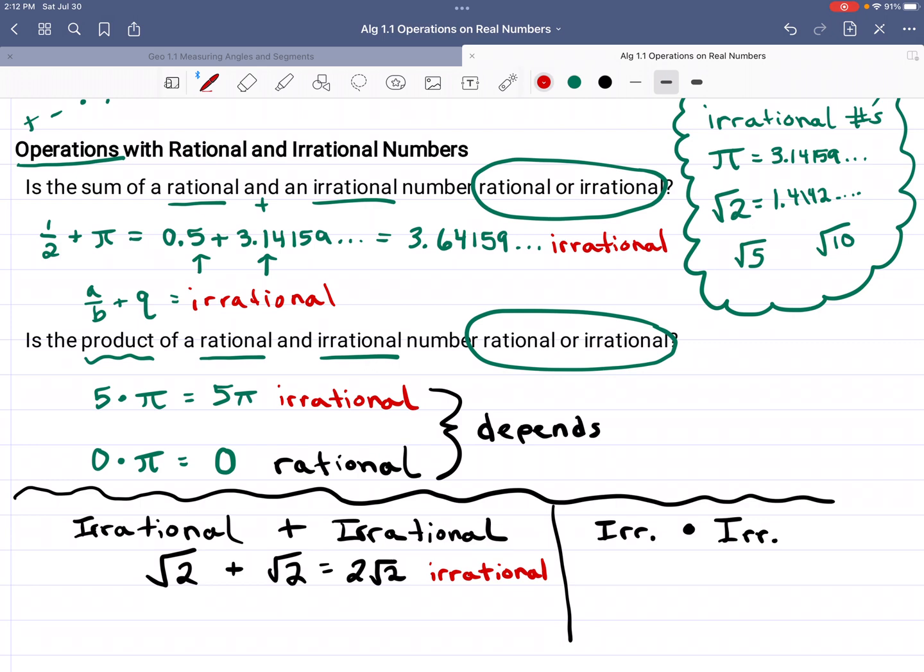But what if we had pi plus negative pi? What if you had 5 plus negative 5? Or 10 plus negative 10? They're opposites, and opposites cancel each other out. So in this case, pi plus negative pi equals 0. And if you remember, 0 is rational. So it could be both.